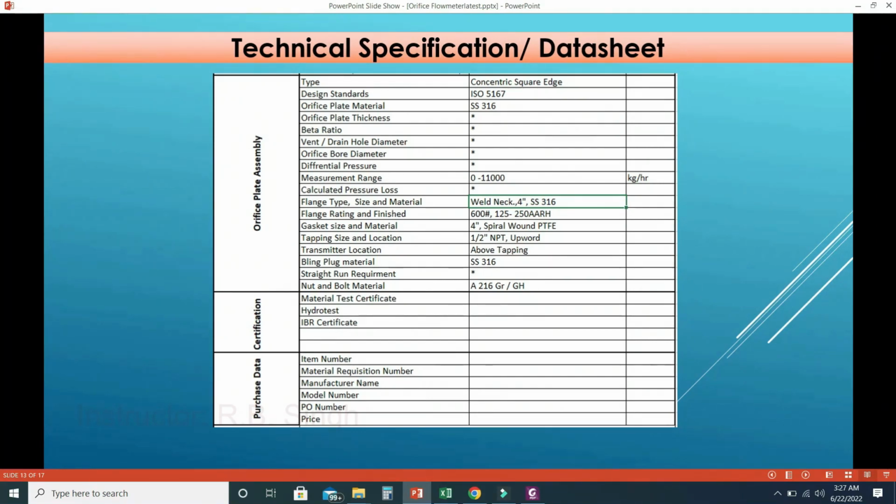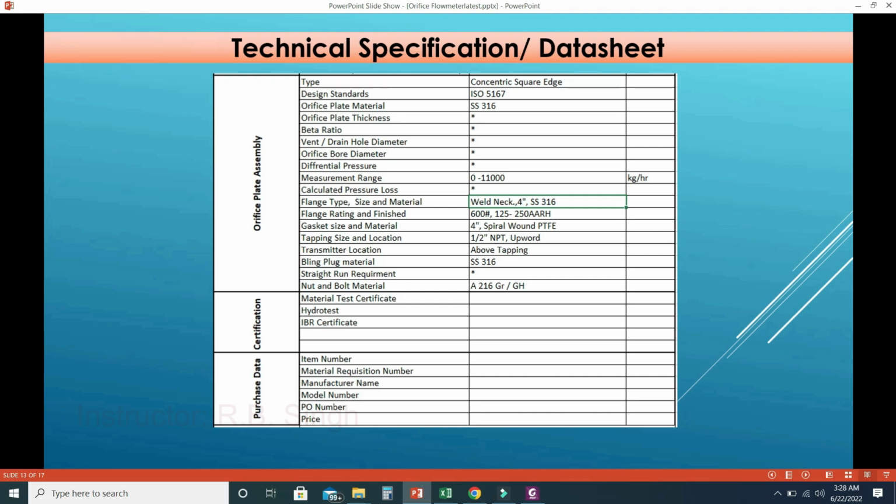Then we have to provide the information about the flange, like the type of flange, size of flange, material of flange, flange finish, and flange rating. So all these values we have to provide. So weld neck, 4-inch, 316, 600, and 125 to 250 AARH. Flange finish is required. Then gasket size and material. The size of pipe is equal to the size of flange is equal to the size of gasket, and material we can consider as per the piping material specification.